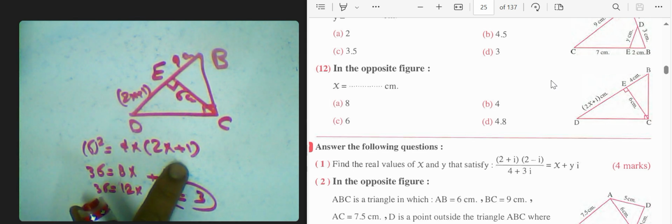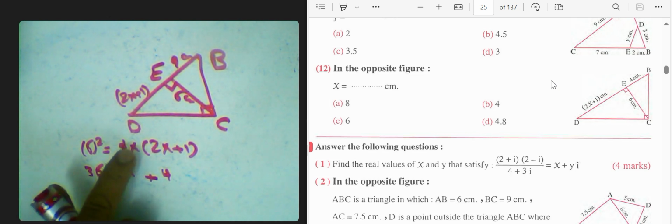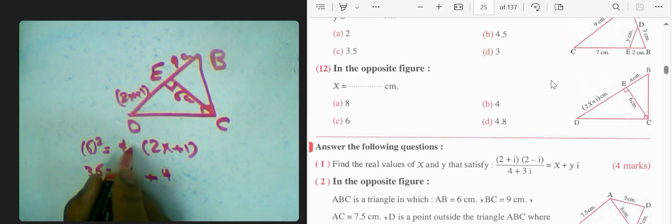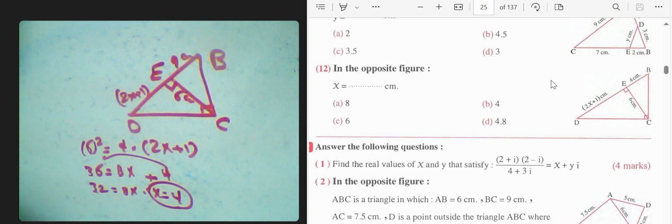And it was 4 only. Okay, again. It's not x, it's a product. 4 times 2x will be 8x. 4 times 1 will be 4. Move 4 here. Subtract from 36, it will be 32, equal 8x, and then the value of x equals 32 divided by 8 equals 4. Then the value of x here will be 4 centimeters. Choose letter B for question number 12.